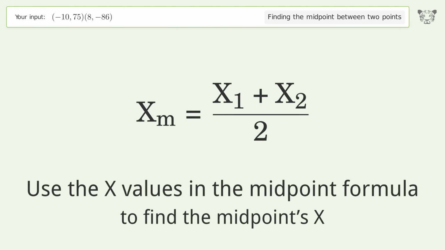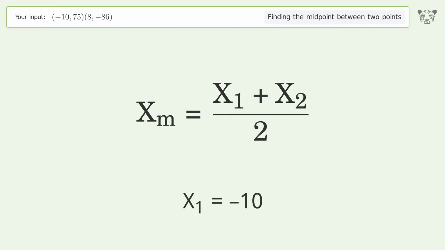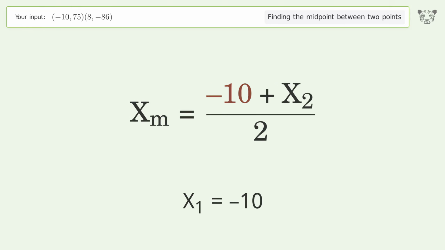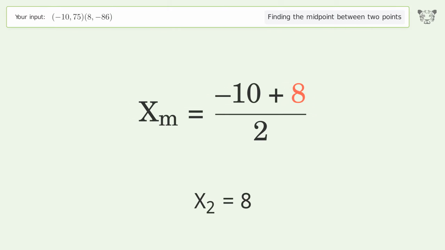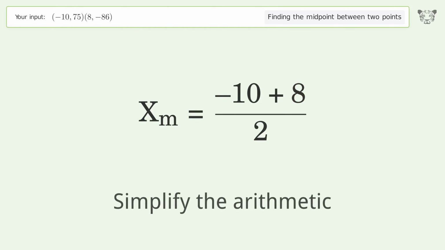Use the x values in the midpoint formula to find the midpoint's x. x1 equals -10. x2 equals 8. Simplify the arithmetic.